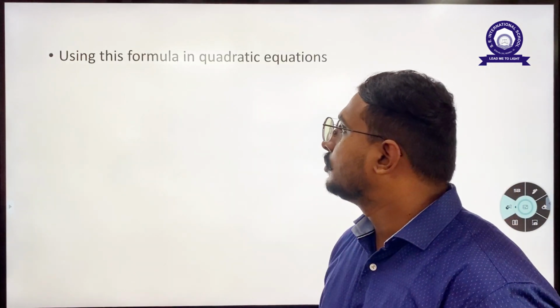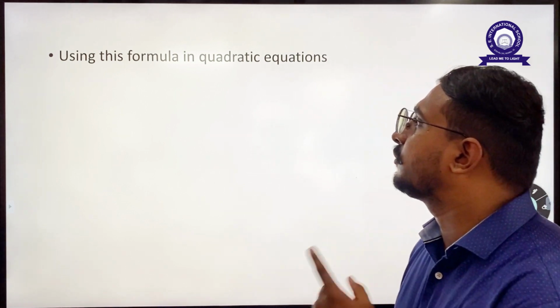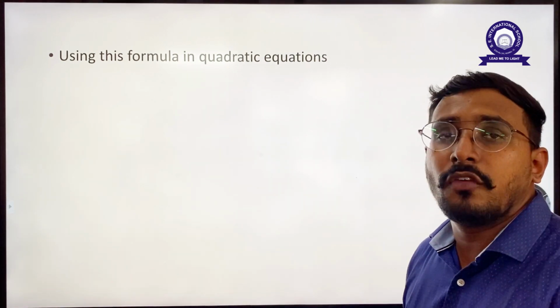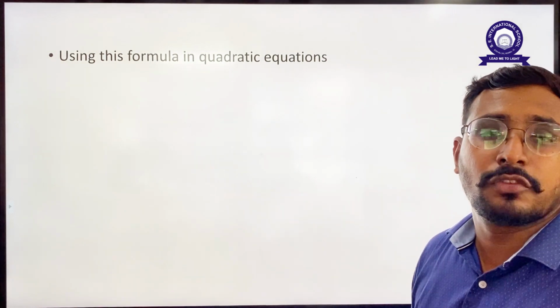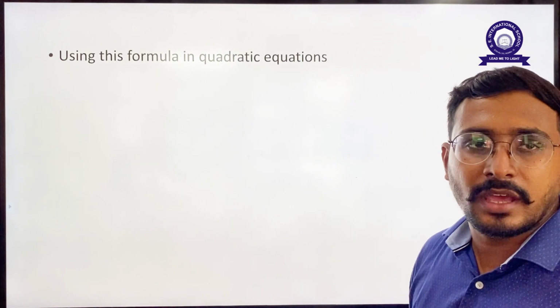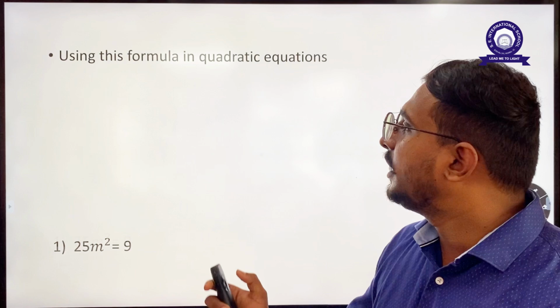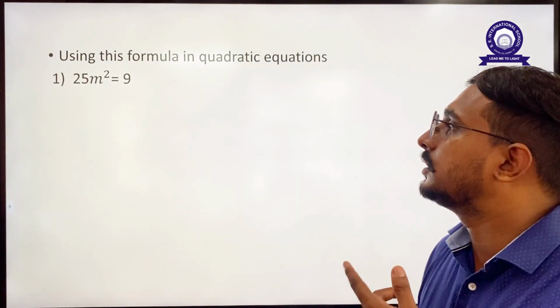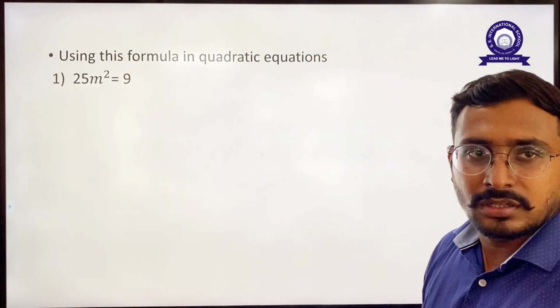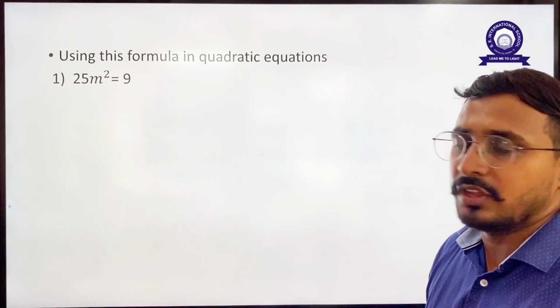Okay, so we'll be using this formula. The third formula was a square minus b square, which will be given to you by a plus b into a minus b. Okay, so we'll be taking some sums from this. This sum is from class 10th, from the quadratic equation part, we can see.